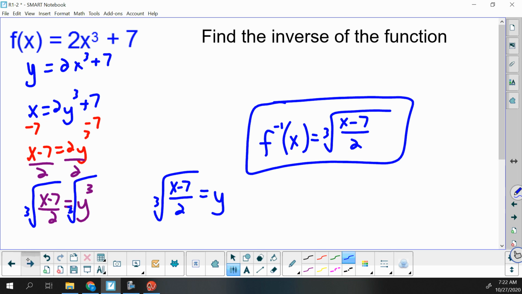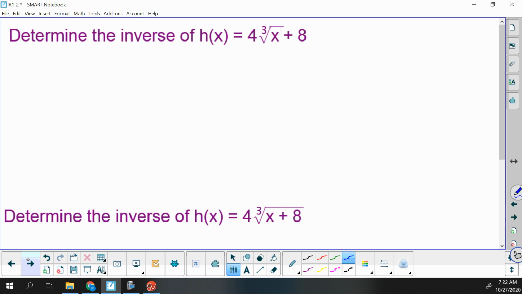All right, we're going to do 2 more inverse examples, and these, notice, are really similar. The difference is the top one has the plus 8 outside of the cube root, and the second one has the plus 8 inside the cube root. And we're going to see how those look different when you go to get the inverse.